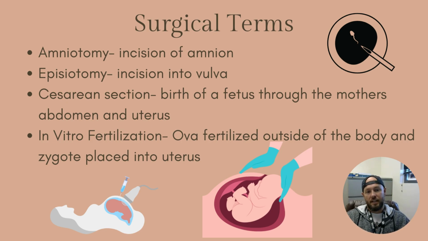A cesarean section, a C-section. So the birth of a fetus through the mother's abdomen and uterus, there's an incision made, and actually the baby is removed not through the vagina, but through the abdominal wall. In vitro fertilization, an ova is fertilized outside of the body and is allowed to develop, and then that zygote, the developing cells, will be implanted into the uterus and hopefully result in a viable pregnancy.